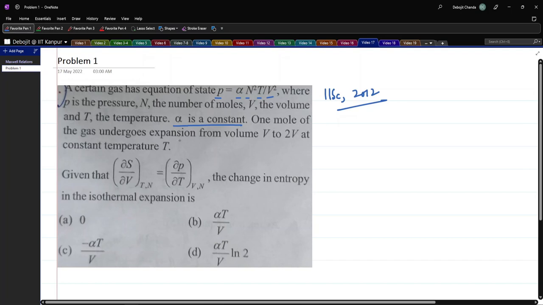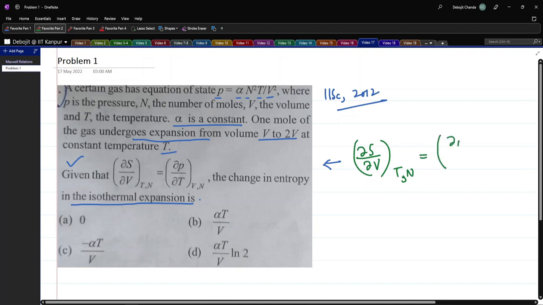Now, 1 mole of a gas undergoes expansion from volume V to 2V at constant temperature T. Now, given that del S del V at constant T and N is equal to del P del T at constant V and N, the change in entropy in the isothermal expansion is. Okay, so as we can see, we have been asked to use this formula here.